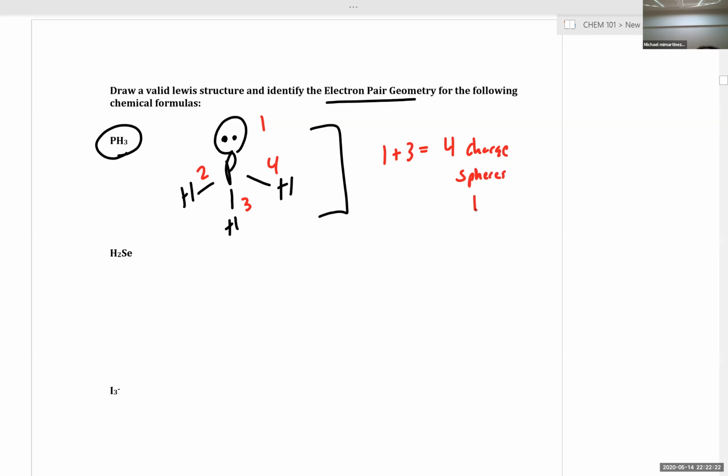And if we have 4 charged spheres, what geometry do we have? Four charged spheres, what geometry does that correlate to? We talked about it just a few minutes ago. It's tetrahedral. And because it's tetrahedral, we would expect a rough bond angle of about 109.5 degrees.